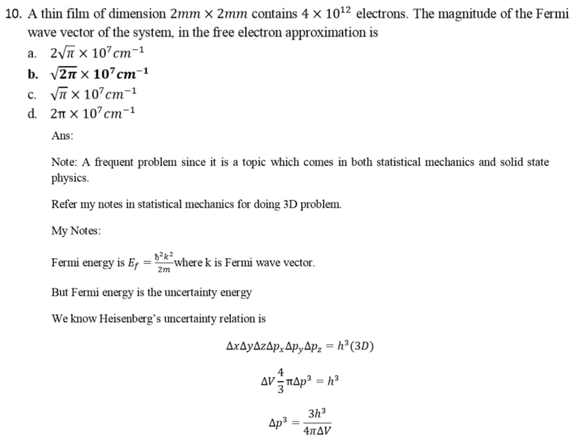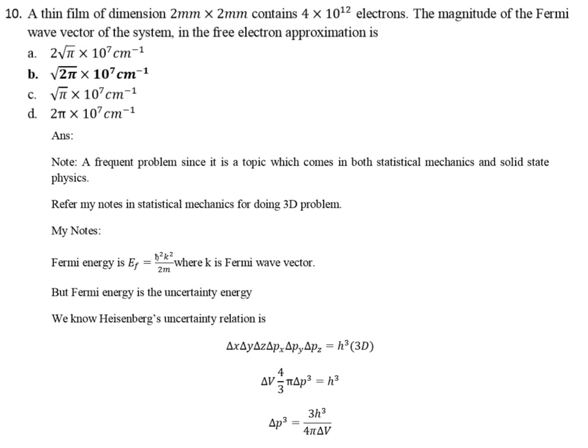Note that this is a very frequent problem since Fermi energy is a topic which comes both in statistical mechanics and solid state physics. So refer to my notes in statistical mechanics for doing 3D problems. But here, since we are discussing Fermi energy in detail, let us recollect what is written in my notes. We know the Fermi energy EF is equal to h cut square k square by 2m, where k is the Fermi wave vector. And Fermi energy is the uncertainty energy.